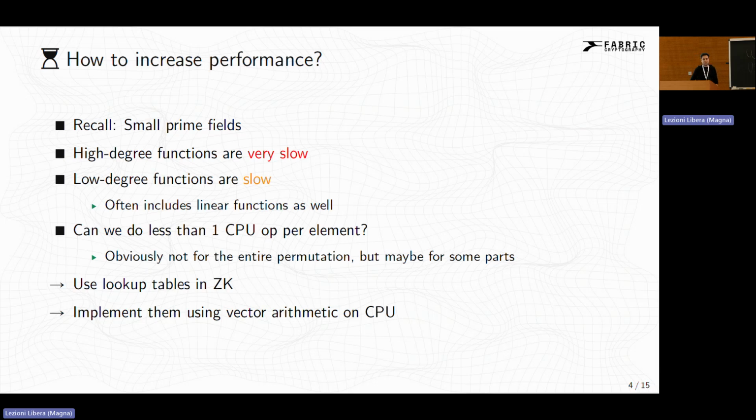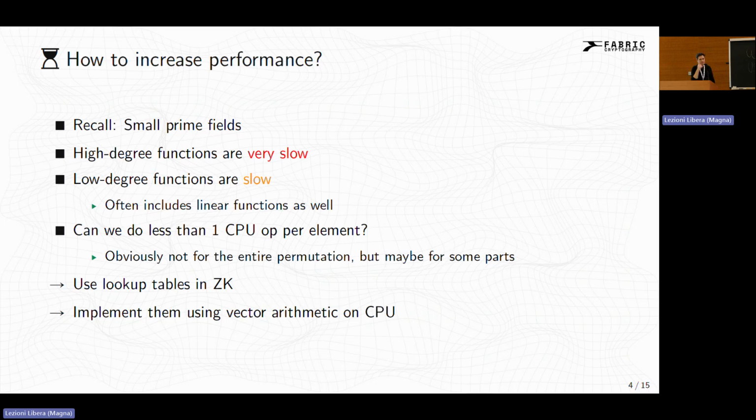So the question we asked ourselves was, how can we do less than one CPU operation per state element? Of course, this is not possible for the entire permutation, at least not if we consider security and no specific instructions. But the hope was that maybe this is possible for some parts of the permutation. And this is also the main point of Monolith, actually. So this is one way of making it faster.